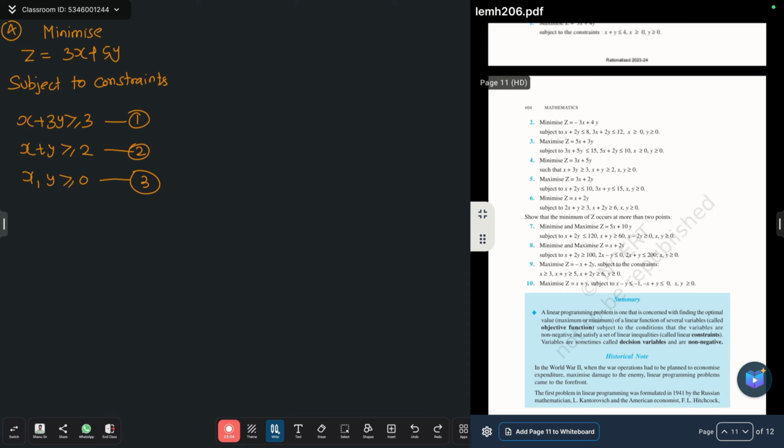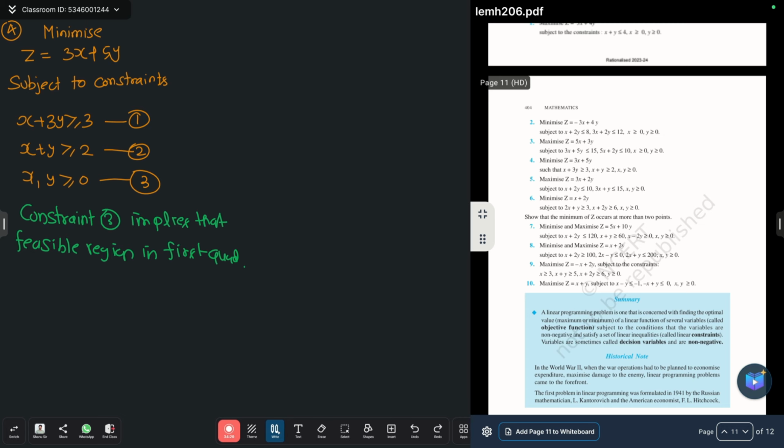First, constraint 3 implies that the feasible region is in the first quadrant. Now, the remaining two constraints we have to plot, but to plot them, first draw two lines.